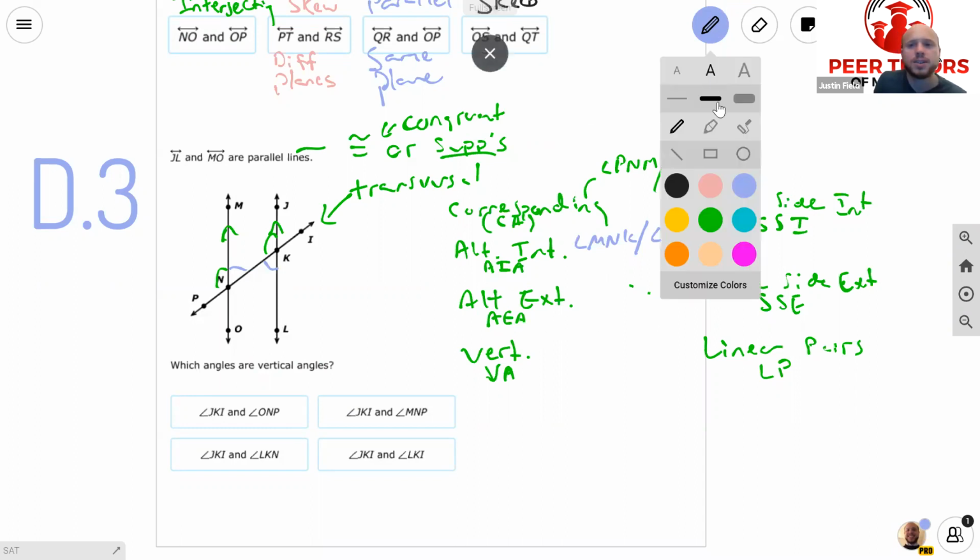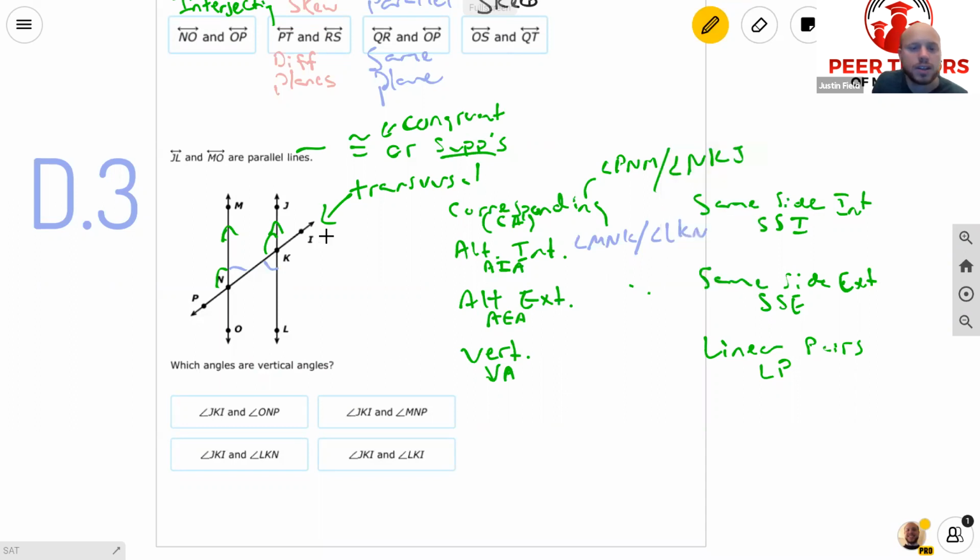Alternate exterior. All right. Now the exterior is out there, not inside the transversal. So let's do this one here, IKL, and then an alternate one would be, oh, well, we already did this one, but we're going to do it again. Right here. These are alternate exterior angles: angle IKL, and what was this one again? PNM.